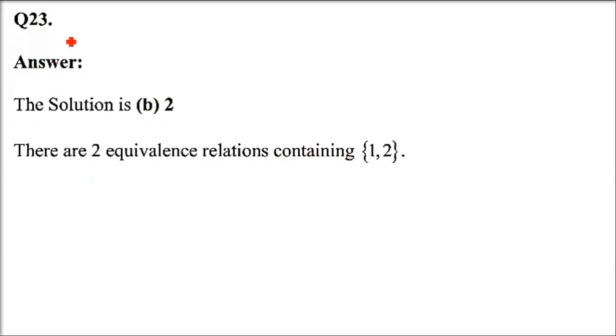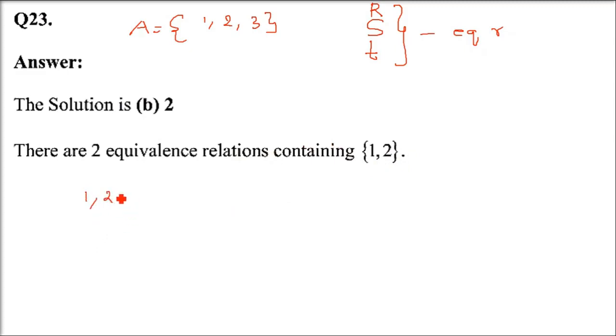Next is question number 23. Here the set A is given as {1, 2, 3}. Then the number of equivalence relations containing (1, 2) is. Equivalence relation means what? It has to be symmetric, reflexive, and also transitive. When all these three properties hold, then a relation will become an equivalence relation. So (1, 2) has to be there. So just write (1, 2).